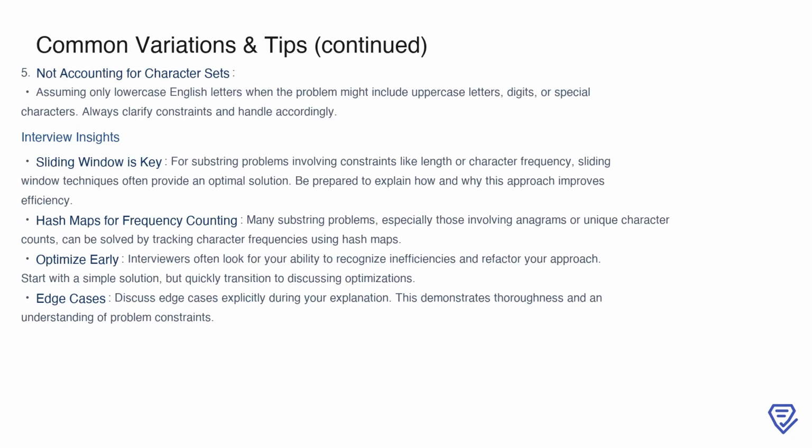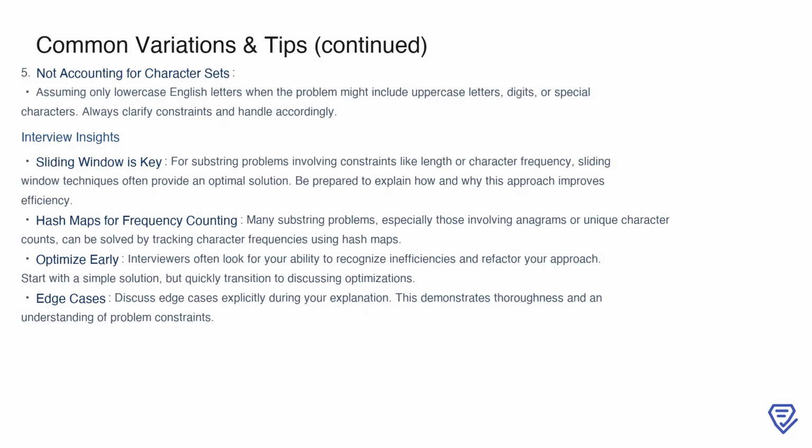Now, another common oversight is failing to account for differing character sets. Many problems may include not just lowercase letters but also uppercase letters, digits, or even special characters. Always check the constraints and ensure your solution handles all possibilities. As for solving approaches, sliding window techniques are incredibly powerful for substring problems, particularly when constraints like length or character frequency are involved. This method improves efficiency significantly, so it's important to understand both how it works and why it's effective. Hash maps are also an essential tool for these problems, especially when tracking character frequencies for tasks like finding anagrams or maintaining unique character counts.